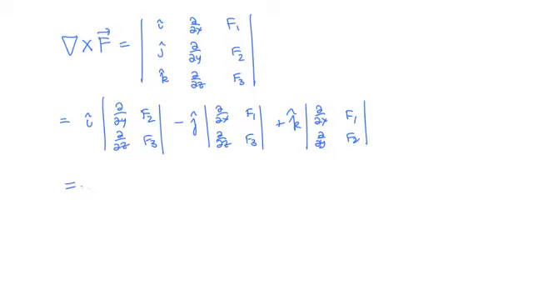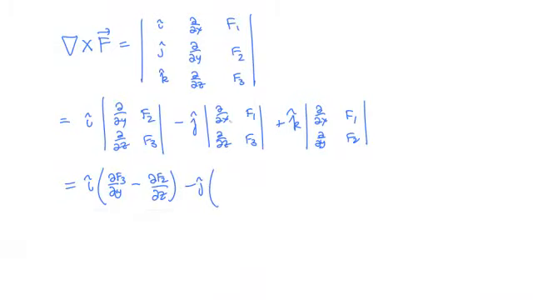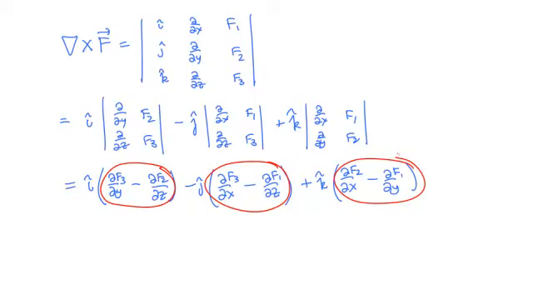And so if we work this out, we're going to have i times (∂y times f3, or ∂f3/∂y, minus ∂z times f2, or ∂f2/∂z), minus j times, across the main diagonal, we'll have (∂x times f3, or ∂f3/∂x, minus ∂z times f1, or ∂f1/∂z), plus k times (∂x times f2, or ∂f2/∂x, minus ∂y times f1, or ∂f1/∂y). If you notice, each one of these expressions are exactly the expressions needed in the gradient test.